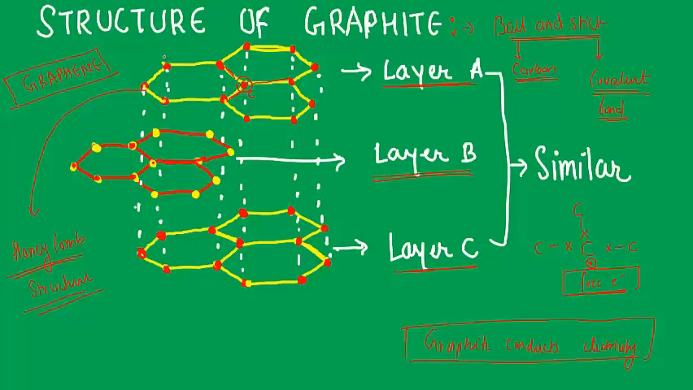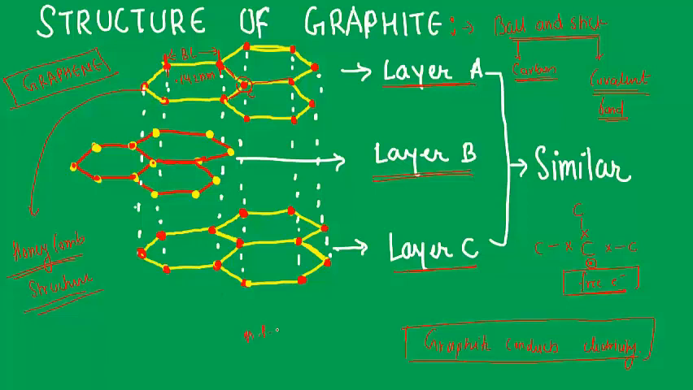If we talk about the bond length between these carbon atoms, what is the bond length? The distance, or the average distance, between the nucleus of this carbon atom and the nucleus of this carbon atom is known as the bond length. So what is the bond length here? The bond length here is 0.142 nanometer or 142 picometer. And the bond is a covalent bond.